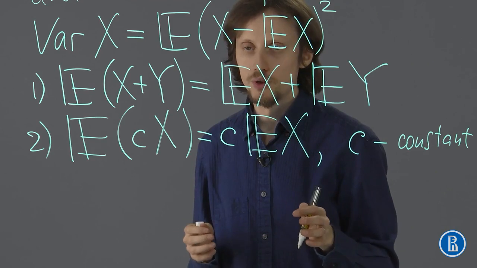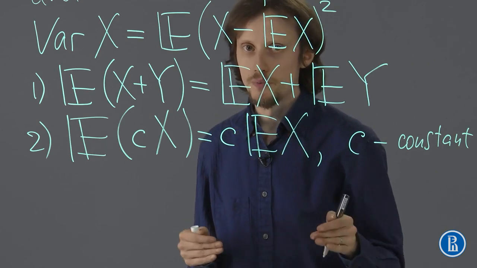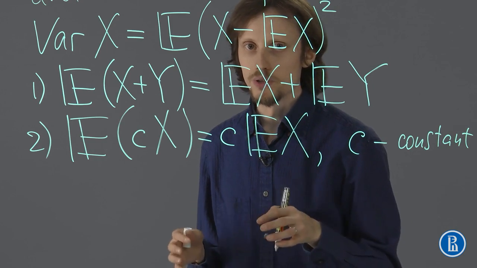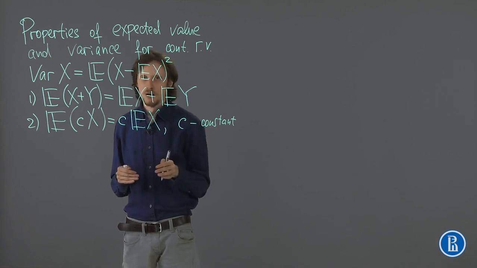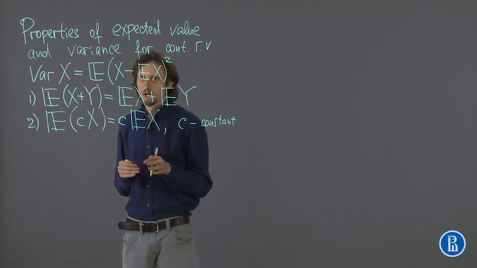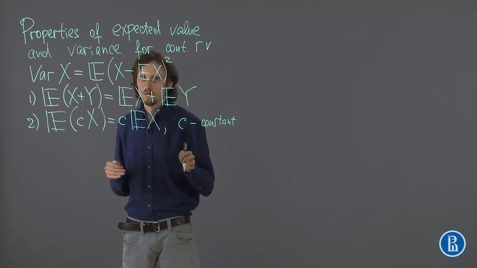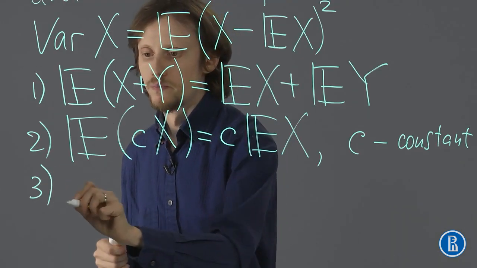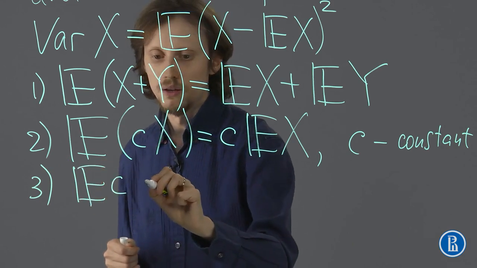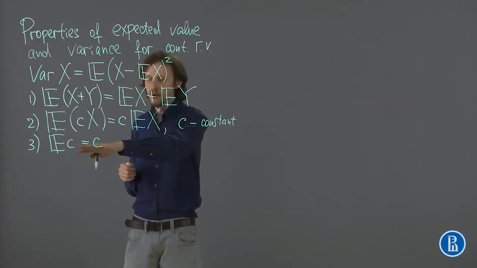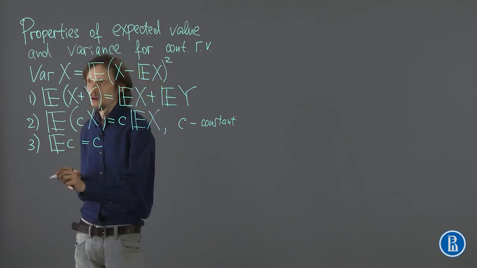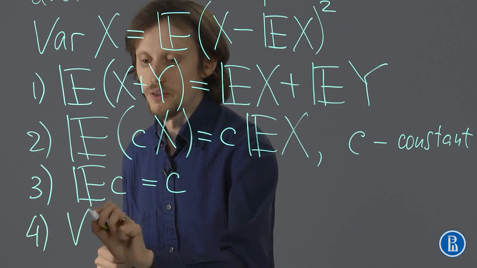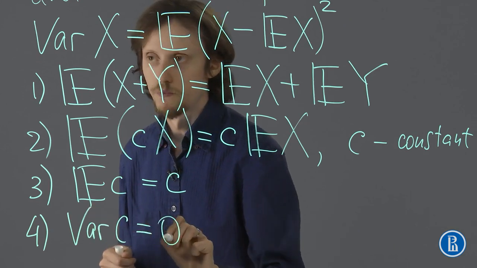These two properties together are called linearity of expected value. From linear algebraic point of view, expected value is a linear operator from random variables to numbers. These properties directly follow from the corresponding properties of integral, so I will skip the proof here. By the way, expected value of a constant is that constant. This is very similar to the corresponding property of discrete random variables, and the proof is obvious. It follows immediately that variance of a constant is equal to 0.